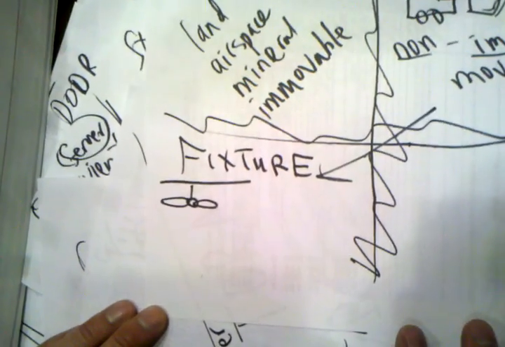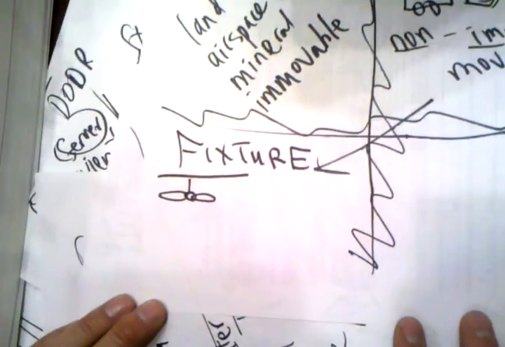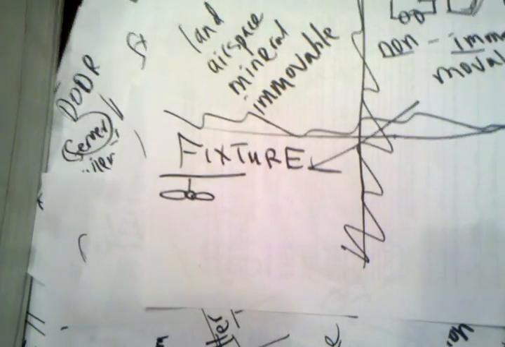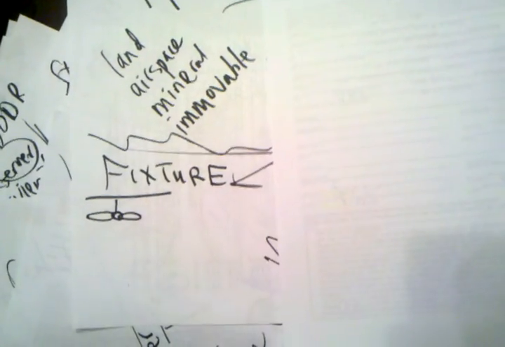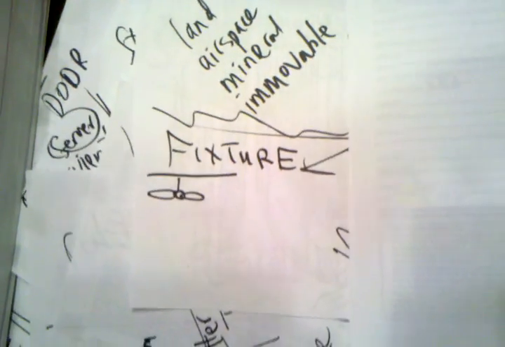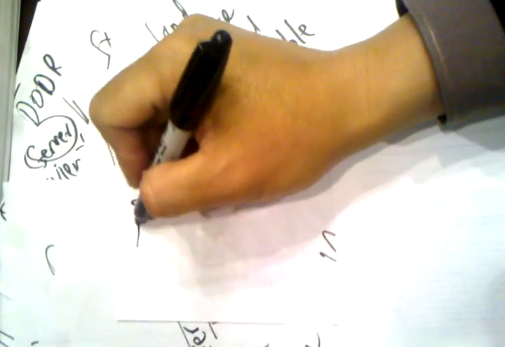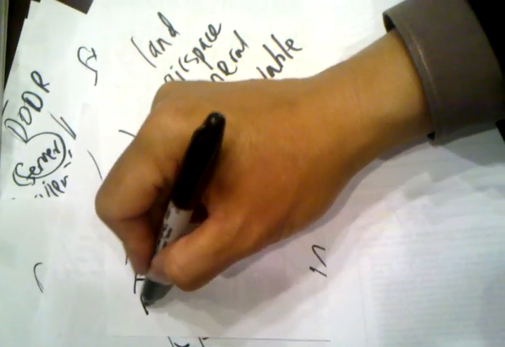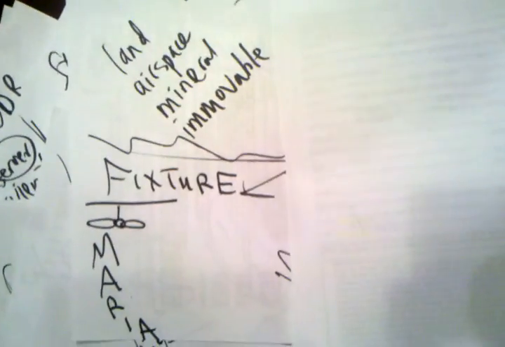And remember, the question is, fixture is always real property. That's why I put it on this side. Fixture is a real property. That's it. All you need to remember is this. Fixture is real property. How do we determine it is a fixture?